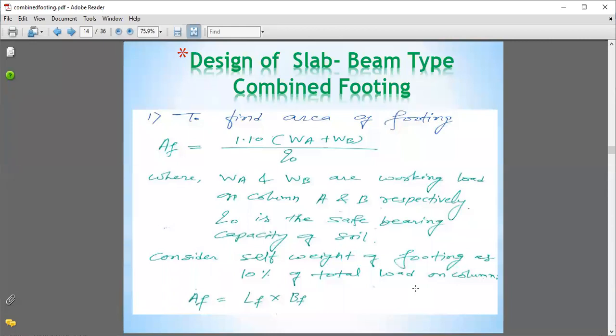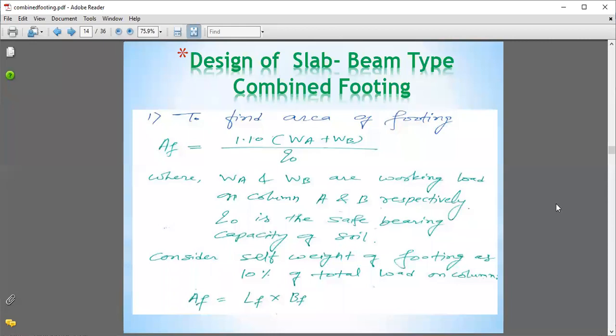So we have to calculate this. 1.10, that is the 10% into WA plus WB upon Q naught, where WA is the load which is coming on column number 1, WB is the load on column number 2, and Q naught is the safe bearing capacity, with 10% of the total load on the column.